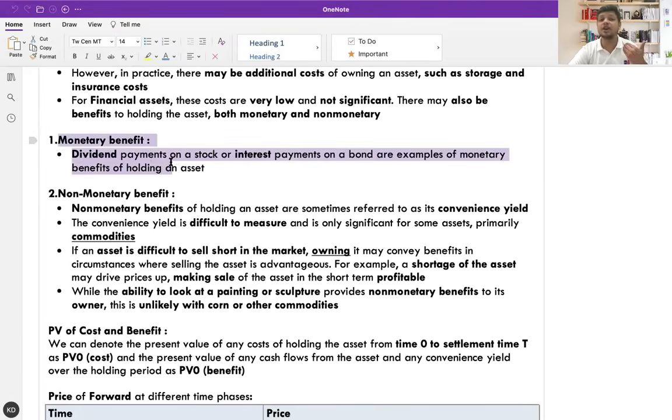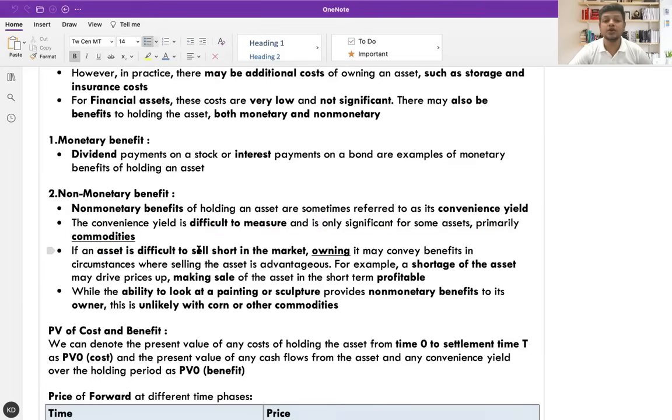Monetary benefit is dividend or interest, which you get if you're holding the asset. Non-monetary benefit is with respect to not stocks, but with respect to commodities, right? And that is called convenience yield. However, convenience yield is difficult to measure. I'll tell you how.